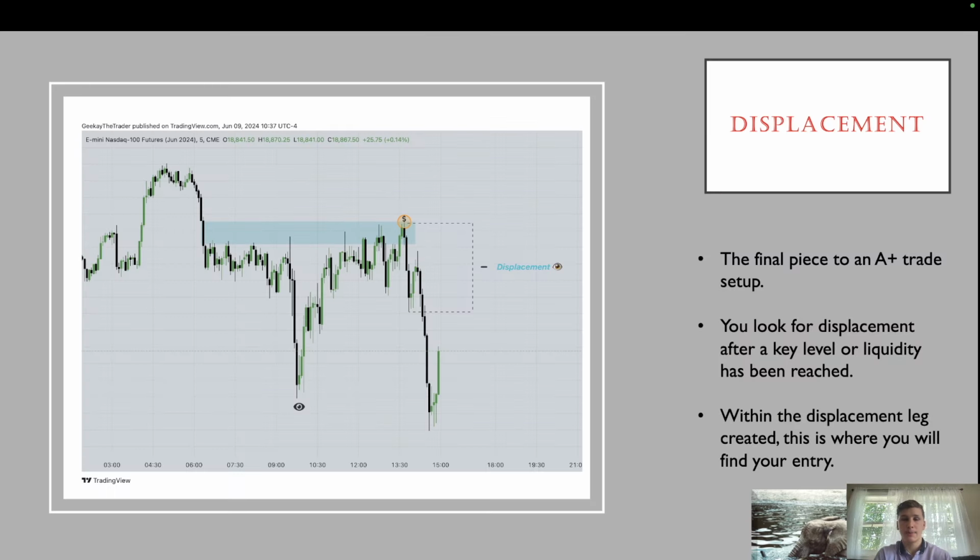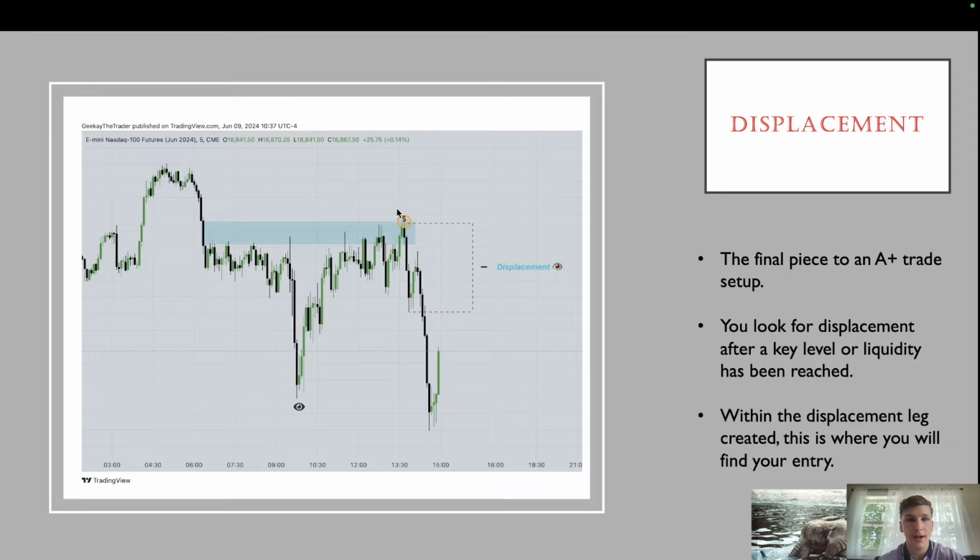Element number 5 to a high probability trading setup, displacement. This is the final piece to an A+ trading setup. Understand that the previous slides that I just overviewed for you guys, you need all of that before you look for displacement. Okay, displacement means nothing without the proper context and narrative, market structure, higher time frame key levels, all that stuff. If you don't have it surrounding the displacement, then it means nothing.